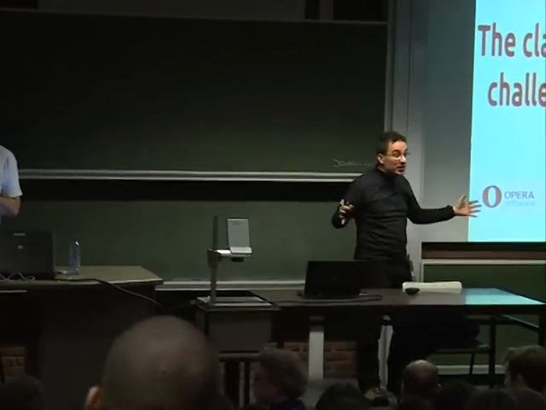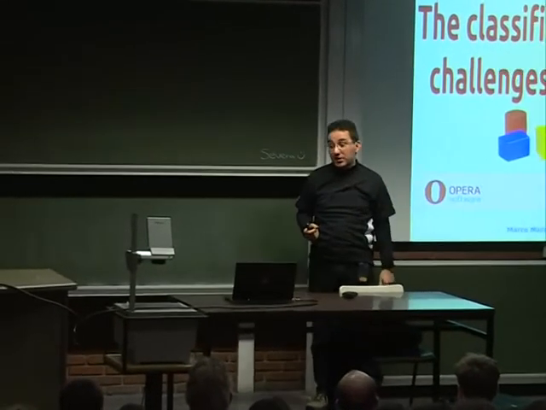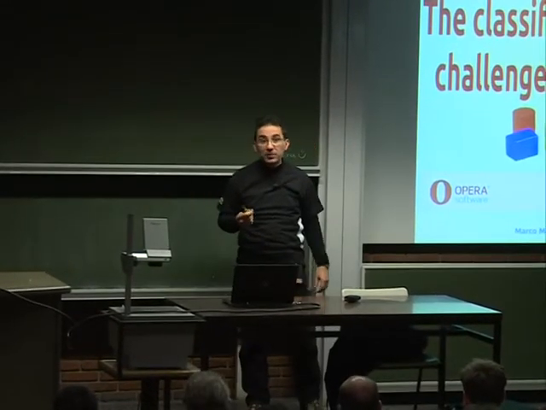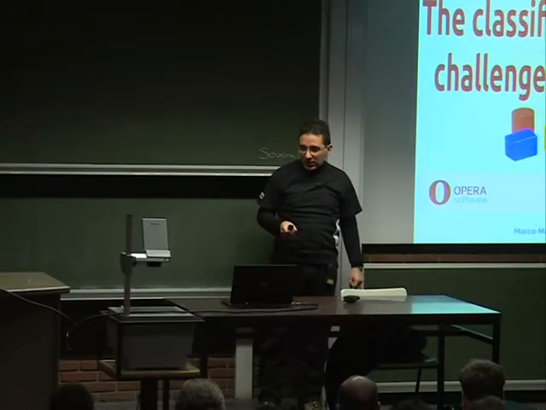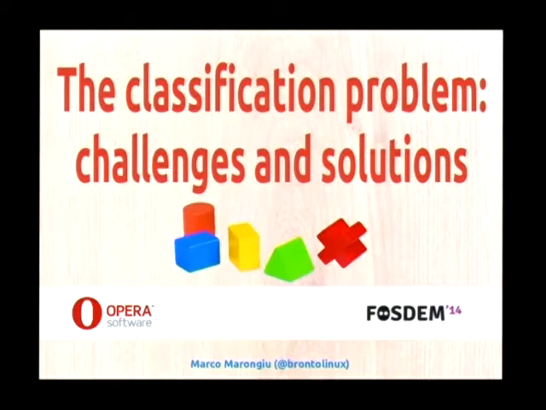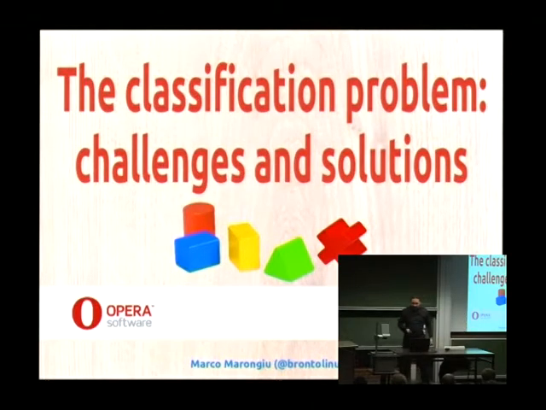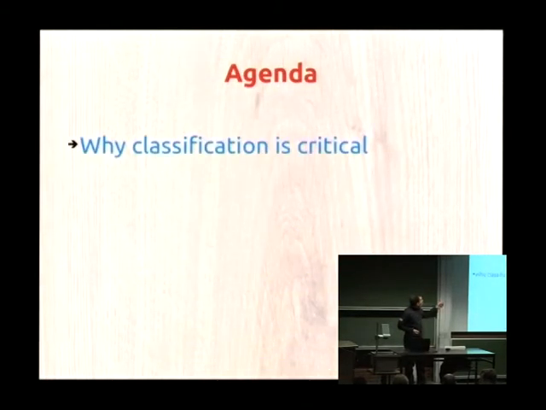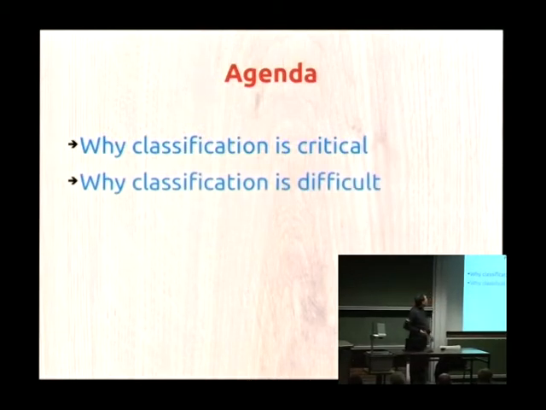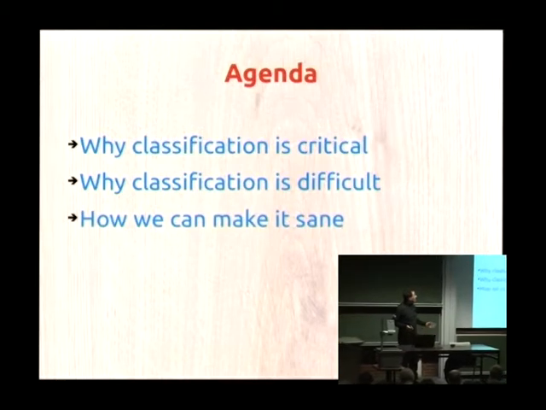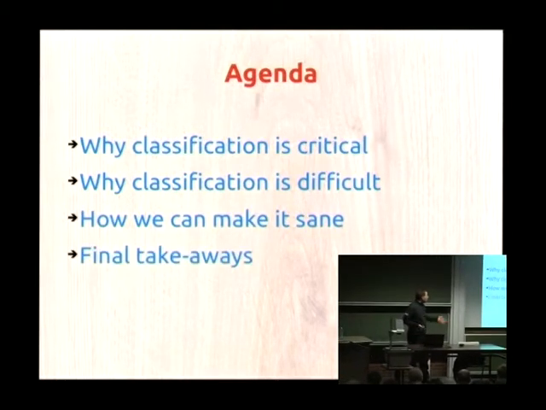Actually, since they squeezed me in 25 minutes, I will have very little to nothing to talk about Puppet, but I will try to do something. And I'm not going to talk about myself. I'll give you some pointers. So if I'm an interesting person, you will have to check by yourself. So what I'm going to talk about today: why the classification process in configuration management is critical, why it's also difficult, and how we can make it sane, and some final takeaways.